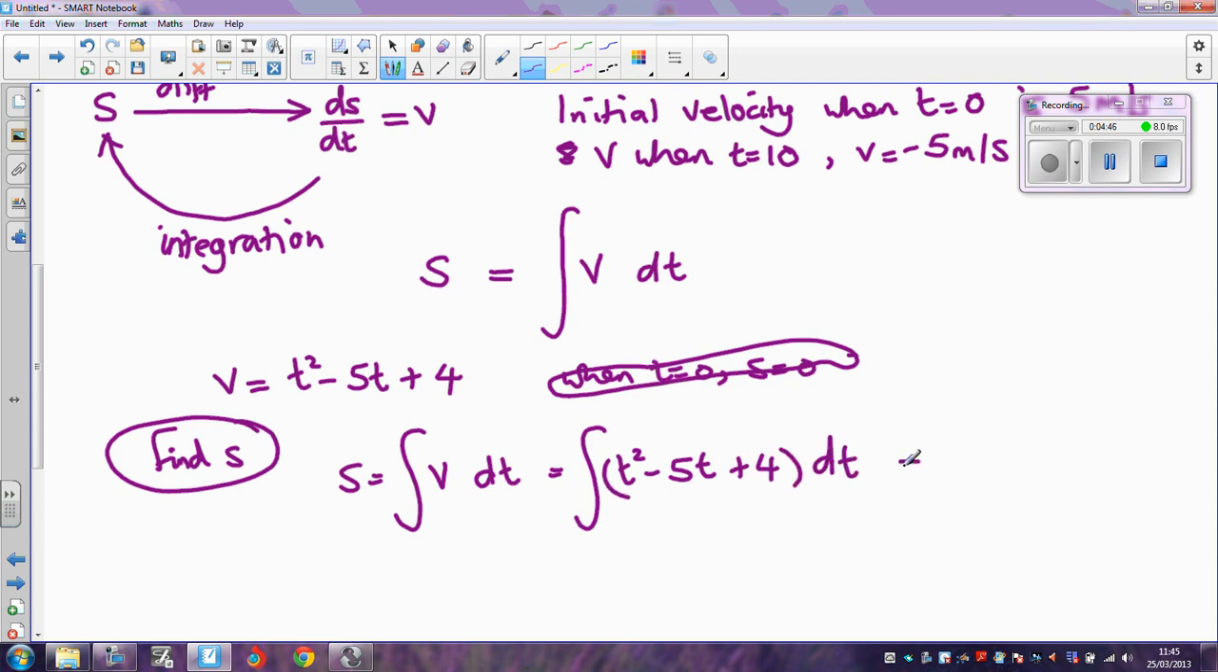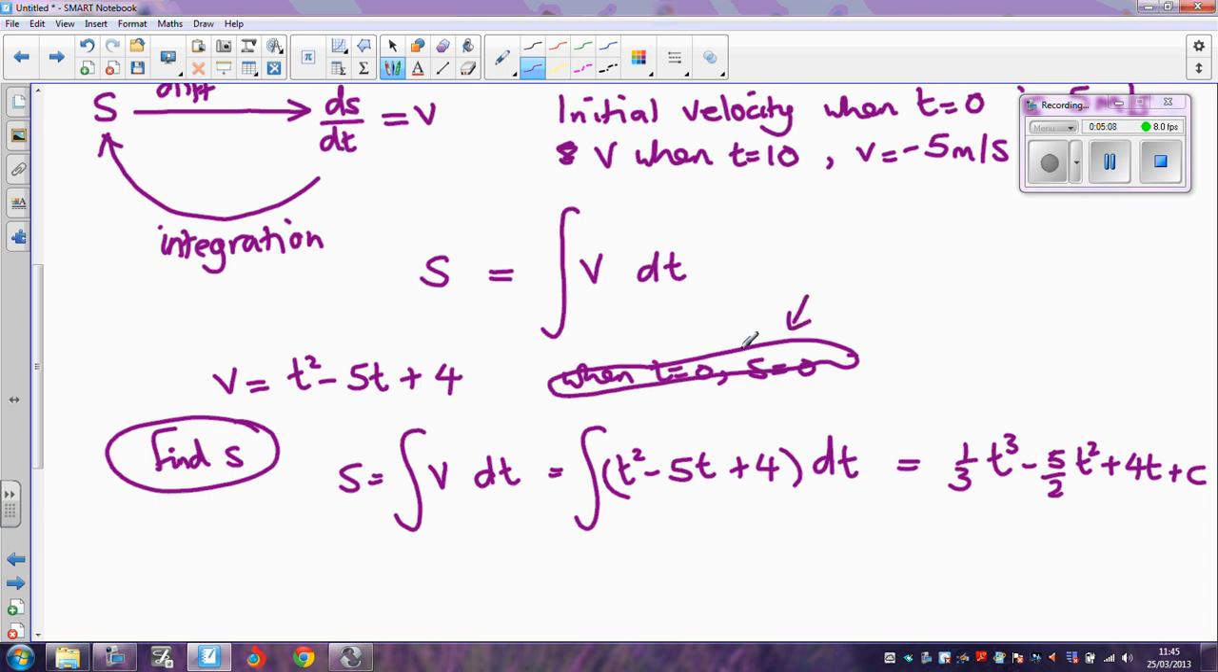So let's carry on and integrate that. Integrate t squared, and you've got a third t cubed. Integrate minus 5t, and you've got minus 5 over 2 t squared. Integrate 4, you've got 4t. Don't forget though that when you integrate, you always have to put in a constant. So s is equal to this expression here, but that's not quite enough. We've got it in terms of t and c.